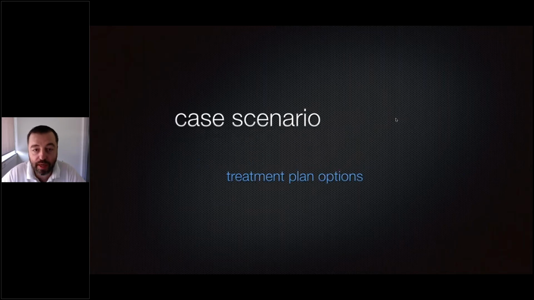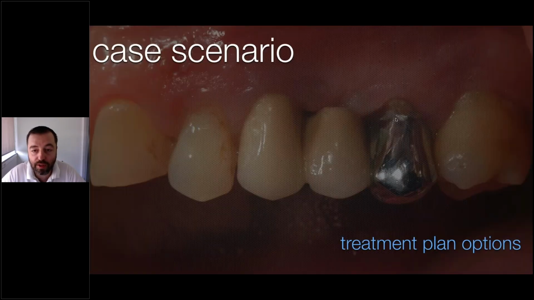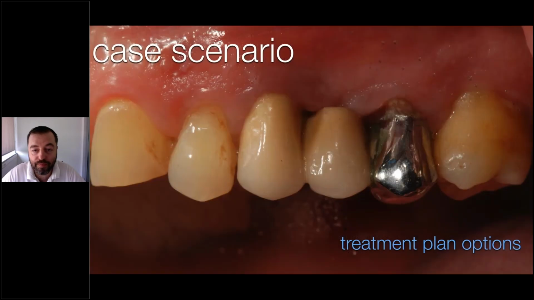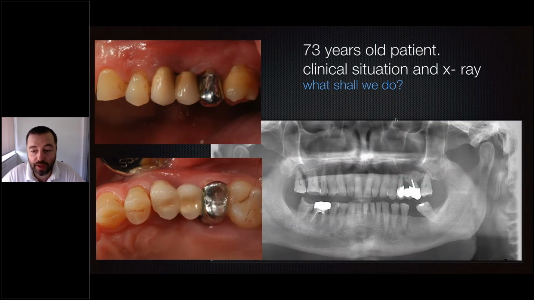Now, we have this case scenario. It's an old patient with an old bridge that had problems and pain in the upper jaw. So he was 73 years old when he came to our office with this situation.